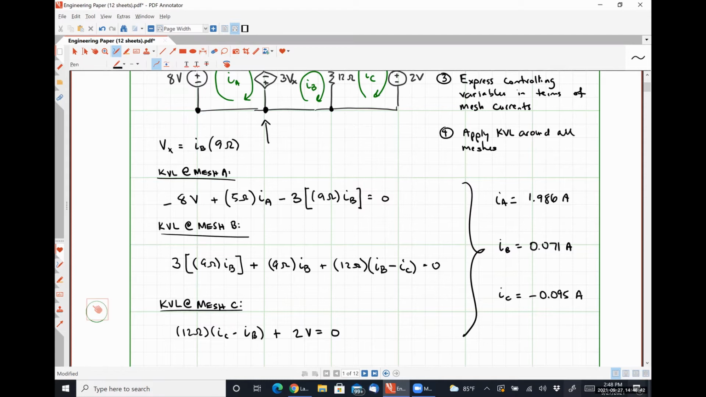So 3 times 9 is 27, so that checks out. All right, so let's see. 27 plus 9 plus 12. Oh yeah, for whatever reason here on IC, I have 36 and it should be -12. I don't know where that came from.